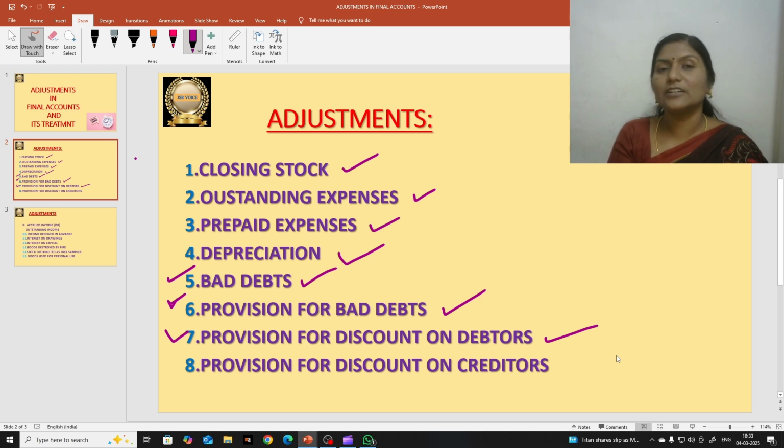If it is provision for discount on debtors, we write minus provision for discount on debtors. Okay, this is the treatment of this adjustment. Next, let us go to the next one.